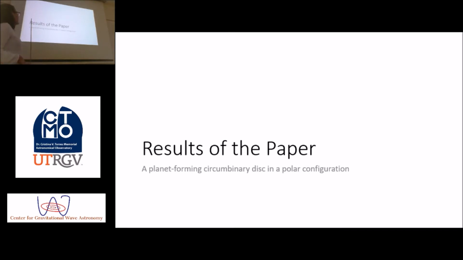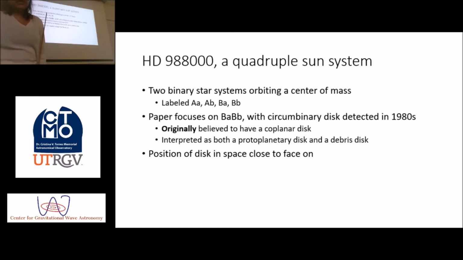First, they wanted to confirm that there was a circumbinary disk in this system, so they did. Then they wanted to show that the circumbinary disk was in a polar configuration. And then they wanted to confirm that planets could potentially form in this disk. So we talked specifically about the system HD 98800. It is a quadruple star system, and so there are two binary star systems that are orbiting the center of mass.